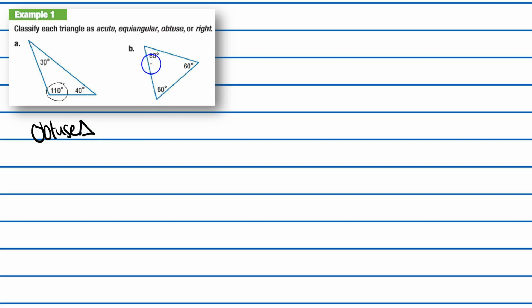And then for B, I have 60, 60, and 60 degrees, which means we have an equiangular triangle. And that's because all the angles are equal to each other. And that's it.